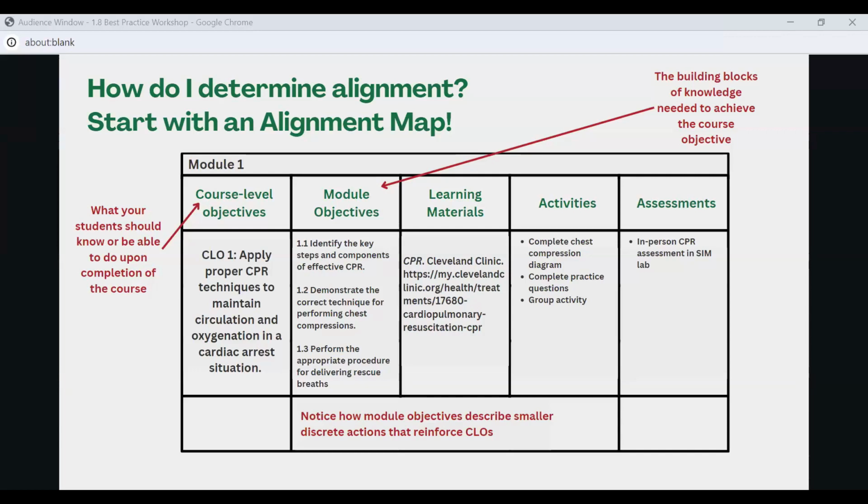So in looking at this alignment map again, what I neglected to mention was that apply is a more sophisticated, higher order cognitive domain, right? It implies that you're going to have accomplished these lower order tasks, like identifying, in order to be able to achieve this more complicated goal of applying, right? So yeah, I'm glad you mentioned that. It's important to determine and assess what level students need to be at, and to write your objectives accordingly.